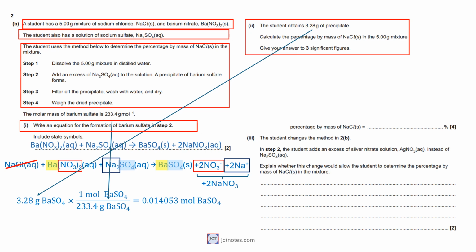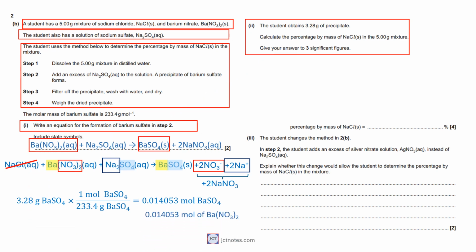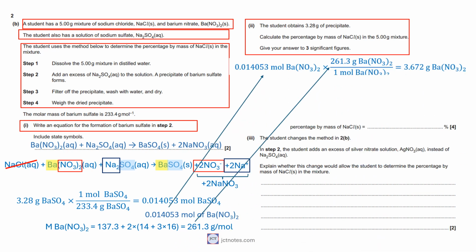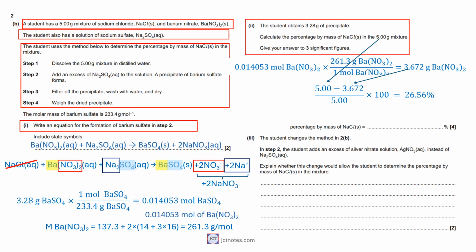With the stoichiometry of the reaction, 1 mole of barium sulfate requires 1 mole of barium nitrate, therefore, the student started with 0.014053 mole of barium nitrate. As the molar mass of the barium nitrate is 261.3 grams per mole, the initial mass of barium nitrate is 3.672 grams. The rest of the 5 grams is sodium chloride, then, its percentage is 25.56%. Rounded to 3 significant figures, it is 26.6%.